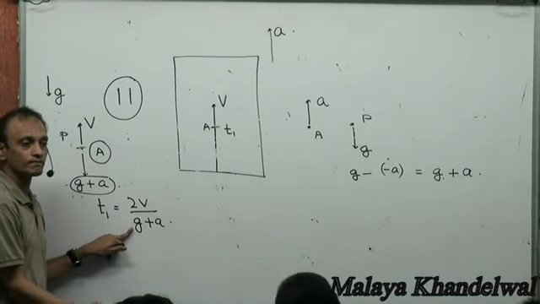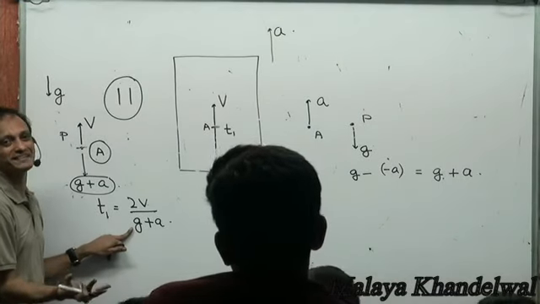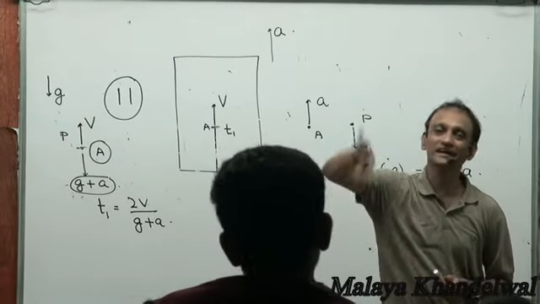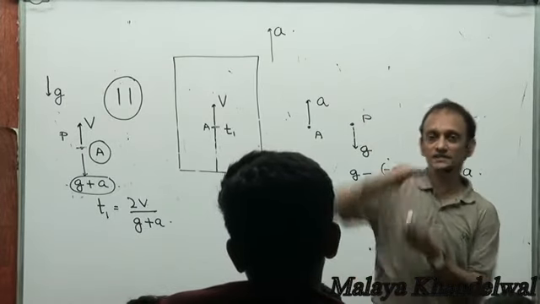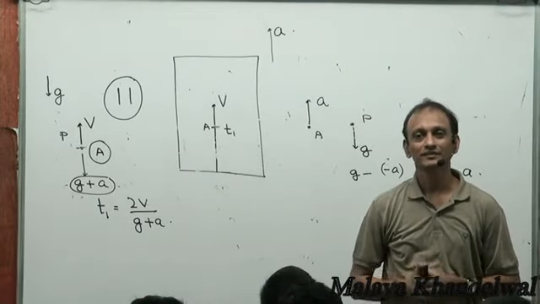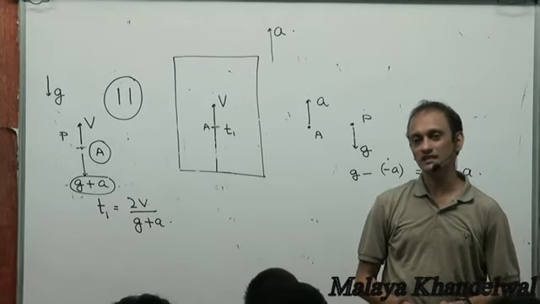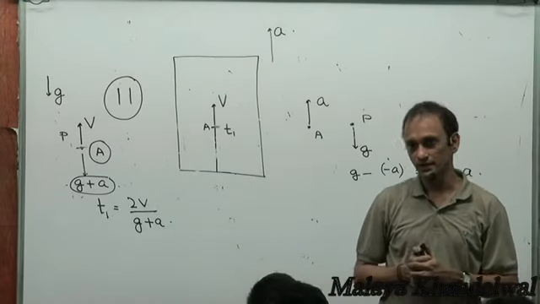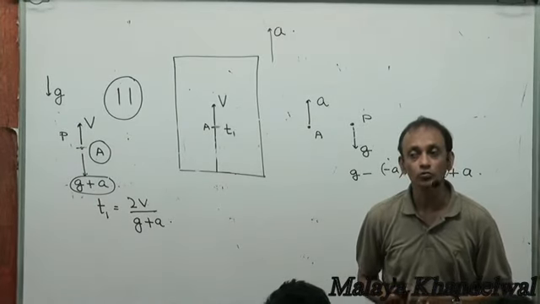Is it confusing? I'm assuming that, otherwise nothing can be said. It would collide and then its velocity would change. I'm assuming that it's able to reach a height which is not hitting the ceiling of the elevator. We'll assume that, because we don't have any data which says otherwise, so we'll assume that it's not hitting the ceiling of the elevator. Right. So the time taken is 2v by g plus A. Yes or no? What have I done here?